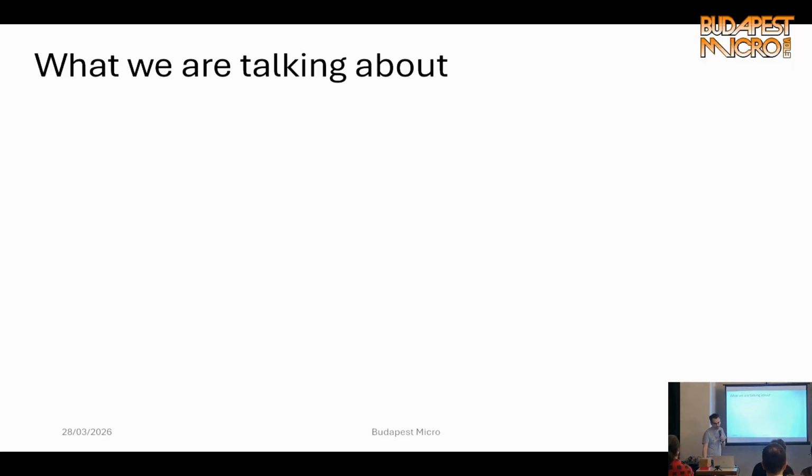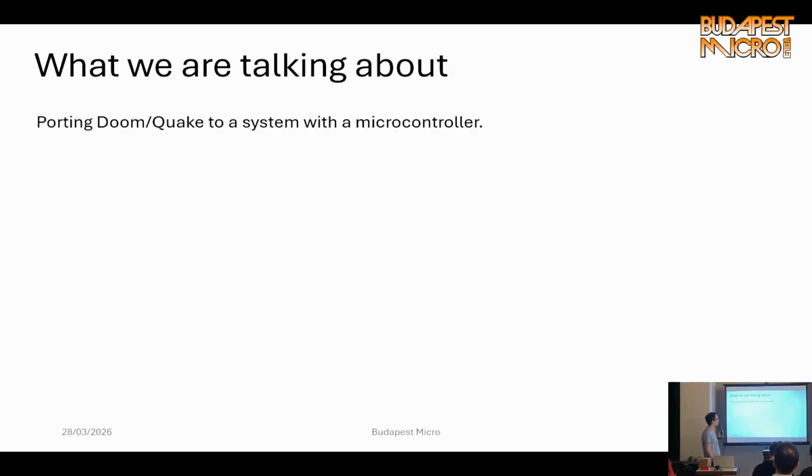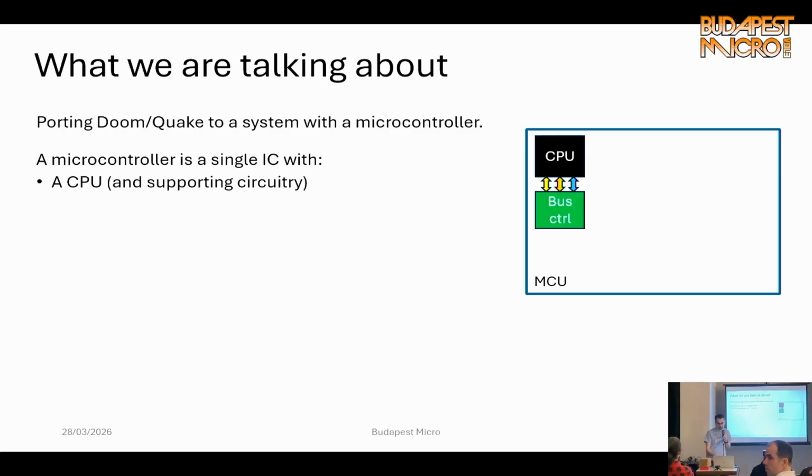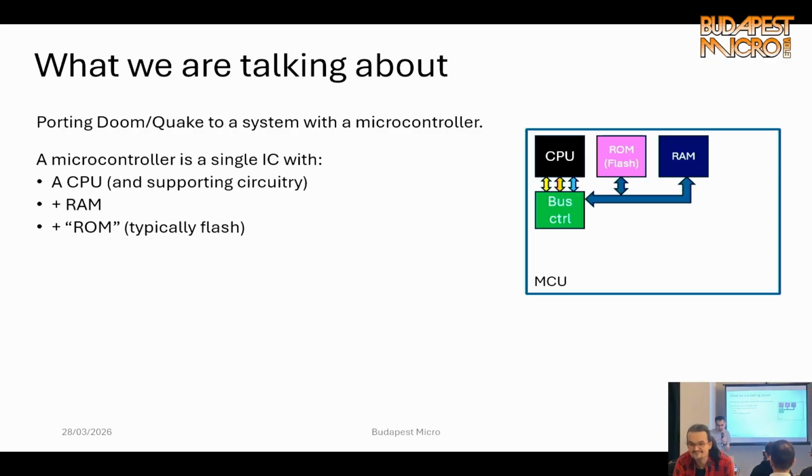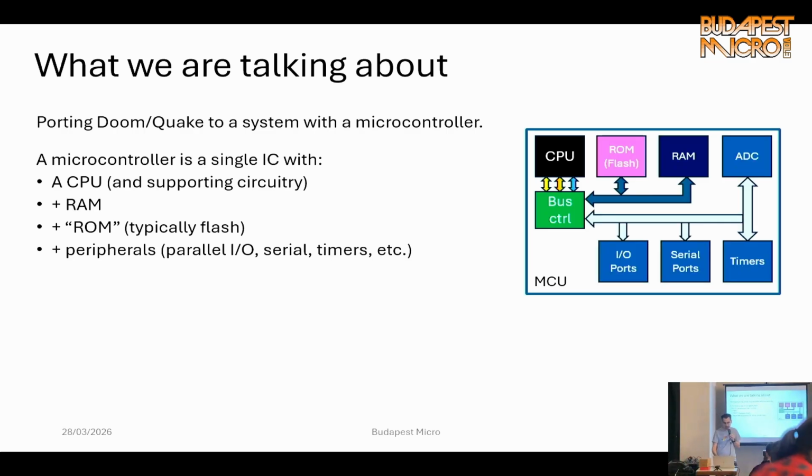So what are we talking about? We are talking about porting Doom and Quake to systems with a microcontroller. What is a microcontroller? It is basically an integrated circuit with a CPU and some supporting circuitry, some RAM, some ROM, maybe flash, and some peripherals, such as serial or parallel GPIOs.